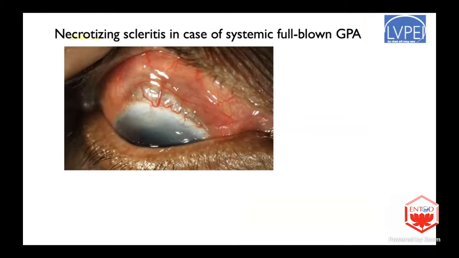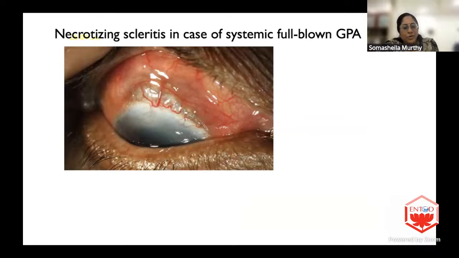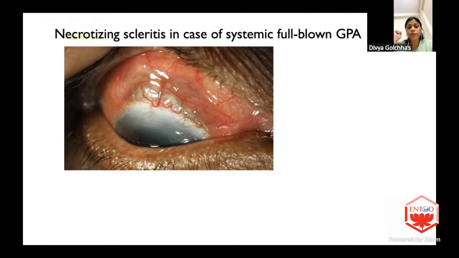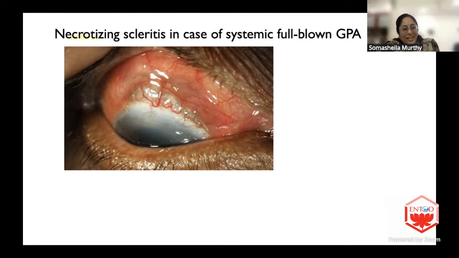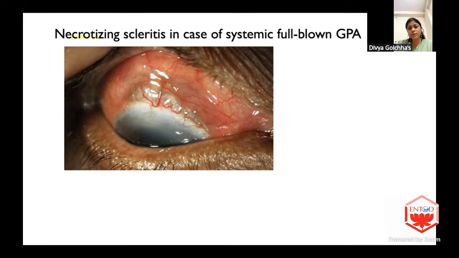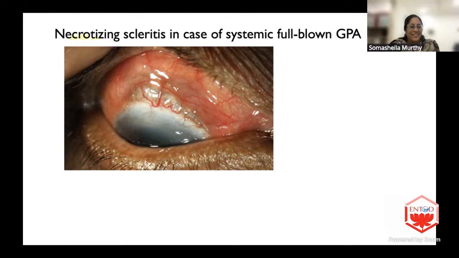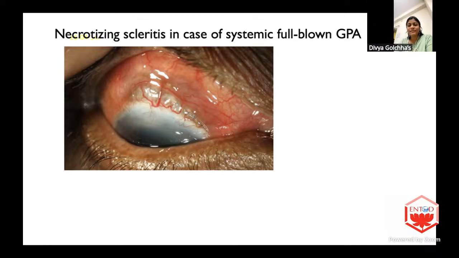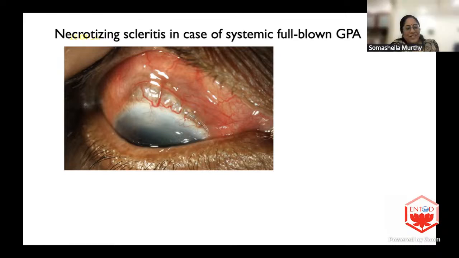This was a 60-year-old lady who was diagnosed as full-blown GPA. So where are my hot seaters? So hot seaters, what is GPA? Granulomatosis polyangiitis. Okay, was earlier known as? Wegener's granulomatosis. And why was its name changed? We don't know. Why did we change its name?